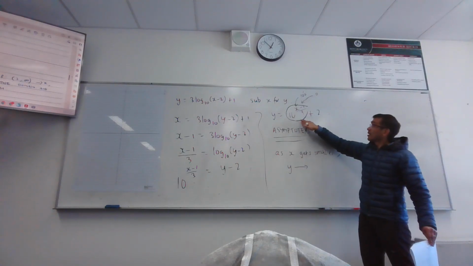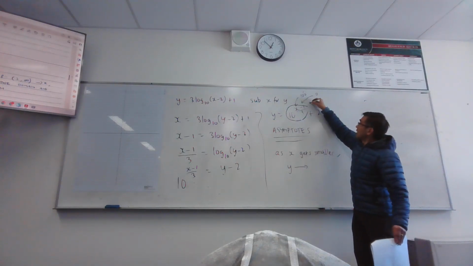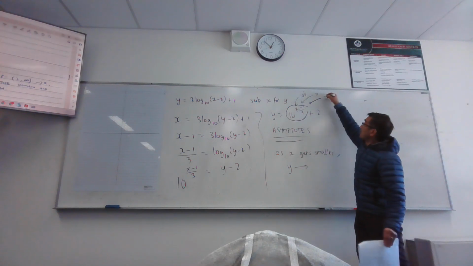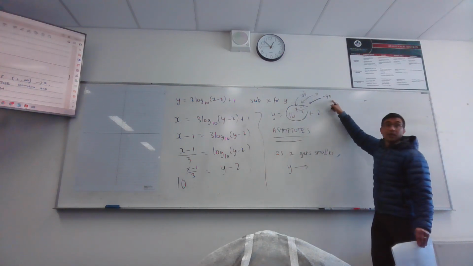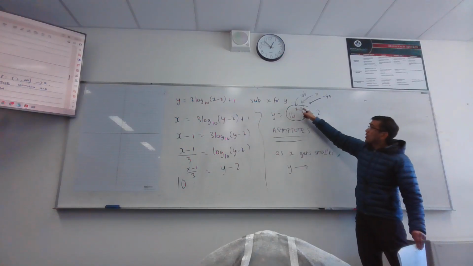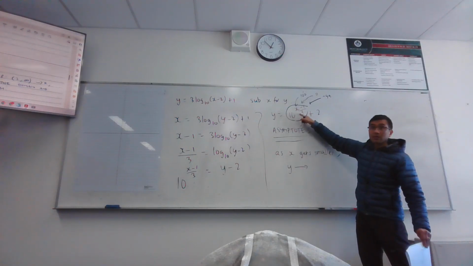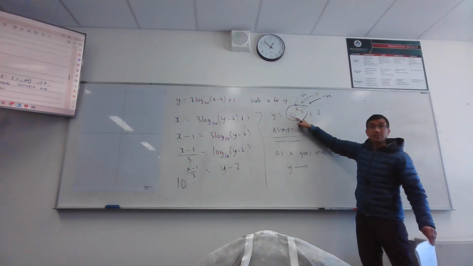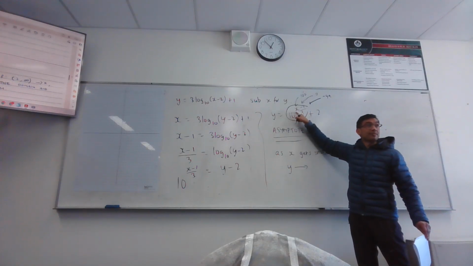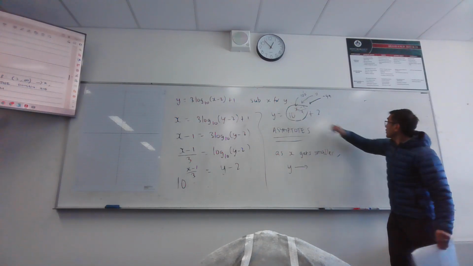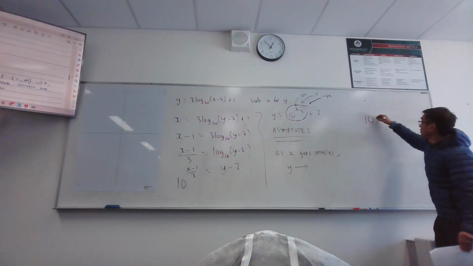Okay, let's do negative 99. Let's go to the negatives, as if x was negative 99. Negative 99 take away 1 is negative 100 on 3. But it's 10 to the power of a really, really big negative number. Close to 0. Good. It's going close to 0.